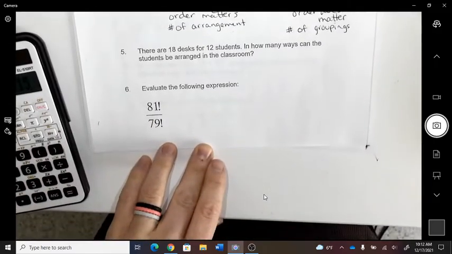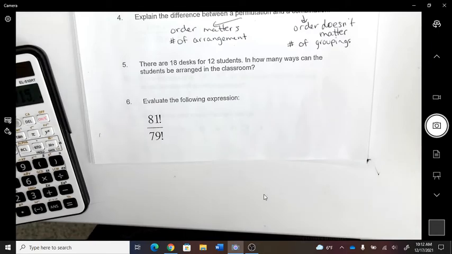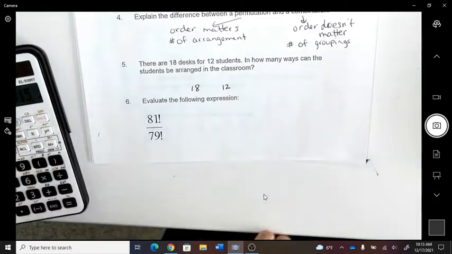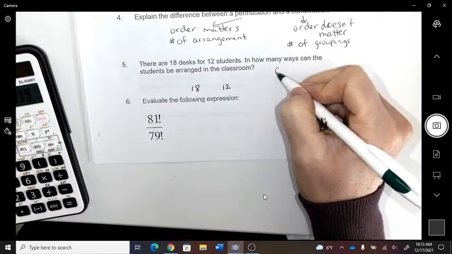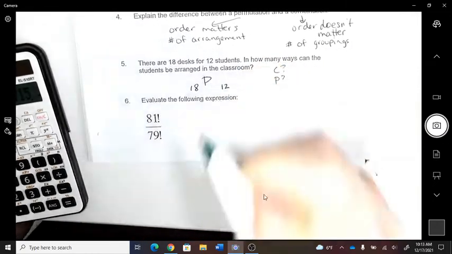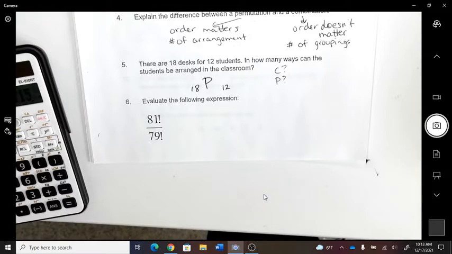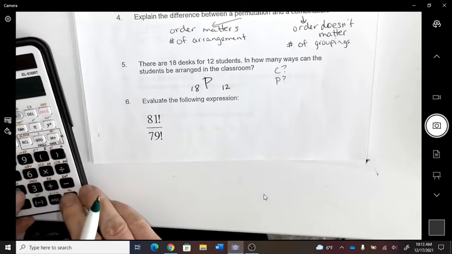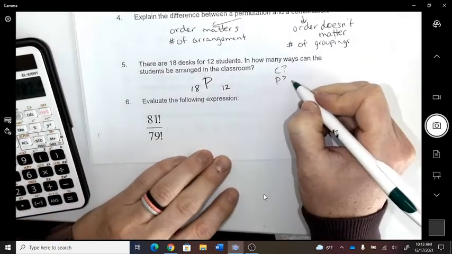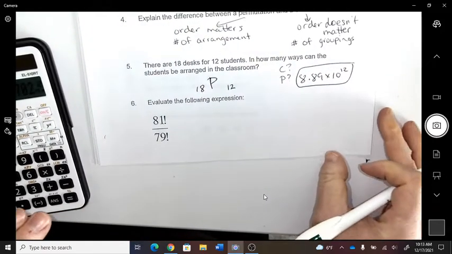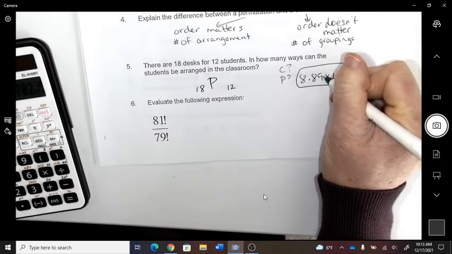Okay, there's 18 desks, 12 students. How many ways can they be arranged in the classroom? So 18 and a 12. What letter would you want to put in there? So your question is, do you want a C or a P? So are you worried about the order or not? Yes. So I'm arranging. So that's a P. Order. Okay, so that one's probably going to be a pretty big number here. Okay, that one's just a big number, so we'll just go like that. Actually, I should go to 3 decimals, I guess.